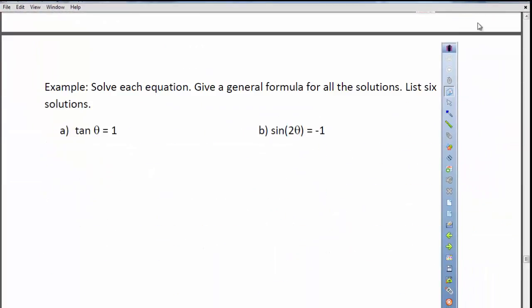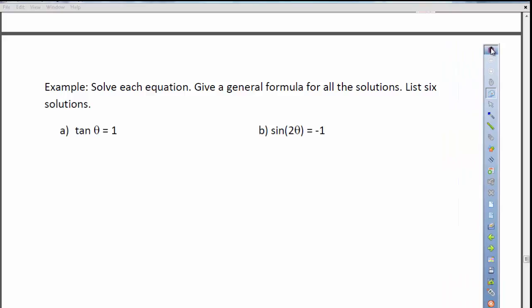All right, so here's what I was just mentioning about coming up with a general formula. Because we're talking about real numbers, they go on and on and on forever. We couldn't list all of the solutions to these equations because there are infinitely many, right? We talked about the periodic properties of our functions. So we want to come up with a more general solution. So it says solve each equation, give a general formula for all the solutions, and then list 6 solutions.